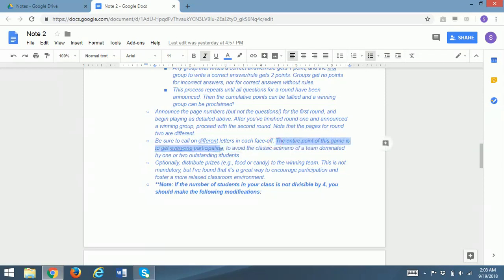So I really like this format, and if you don't choose to use this game, I encourage you to try to create a game or an activity that can get everyone to participate. I think that's really important, and that leads to more successful experiences for the students.